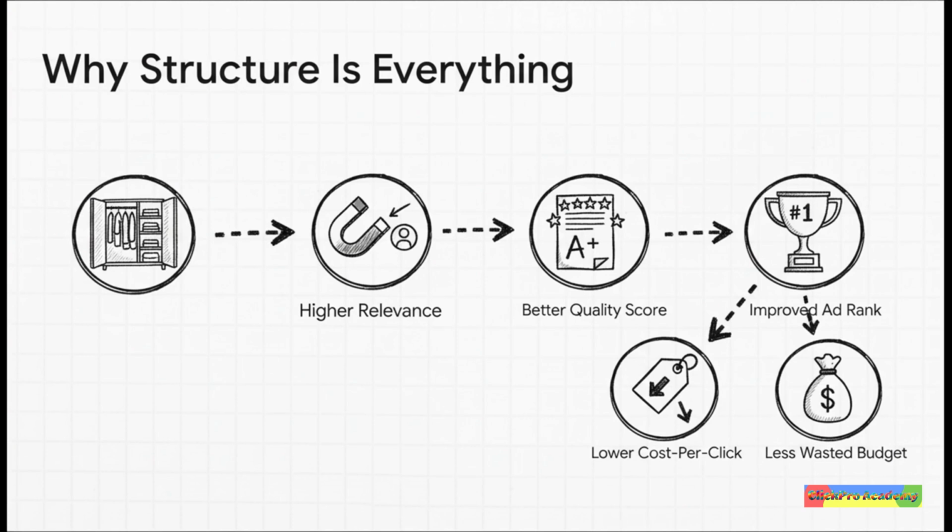When your structure is tight, your relevance goes way up. Google sees that and gives you a better quality score. And a higher quality score boosts your ad rank. Which means, and this is the magic part, you can actually win ad auctions without having the highest bid. The bottom line, you end up paying less for each click, and you stop wasting your budget on clicks that were never going to convert anyway.